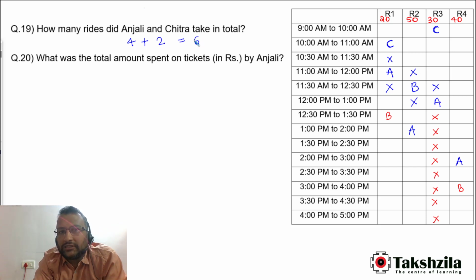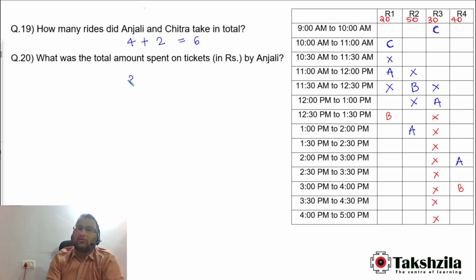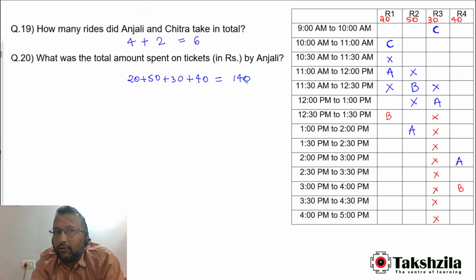The total amount spent by Anjali on the tickets. Anjali took all 4 rides. So 20 plus 50 plus 30 plus 40. This addition is equal to how much? This is equal to 70 and 70, 140 rupees is the total amount spent by Anjali. This is how we can solve this set.